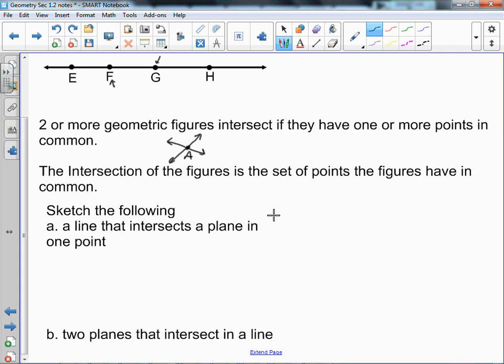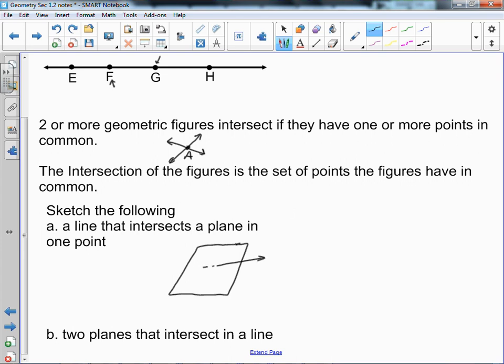Now, here we want to sketch a couple of different pictures or different types of intersections. We're going to have a line that intersects a plane in one point. All right, so we've got a plane, and we need a line that's going to intersect that plane in one point. So basically, it's kind of like a piece of paper and having an arrow going through a piece of paper.